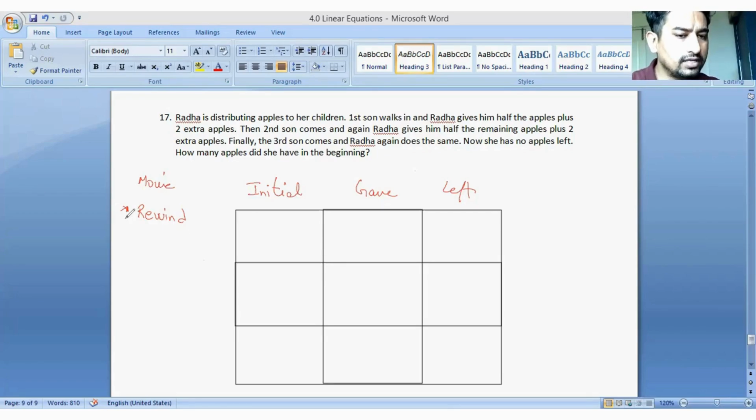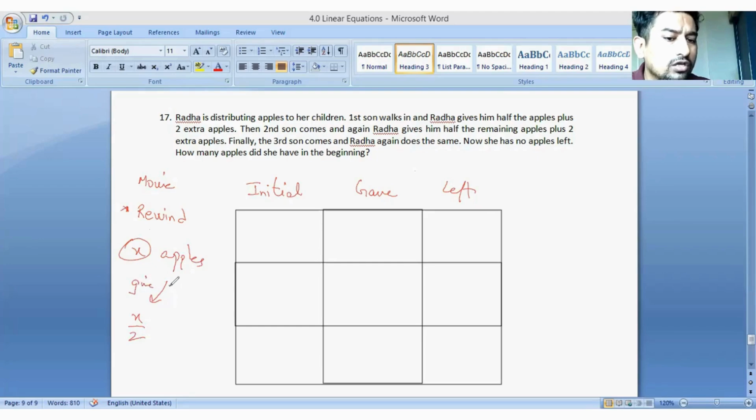And before we go there, we'll see one more thing here. One concept here. Let's say you have X apples with you, any commodity. If I give you half, so I give you x by 2, what am I left with is the question. I had x apples, I gave you x by 2. What am I left with? I'm again left with x by 2.